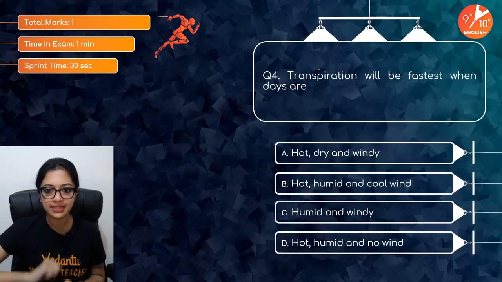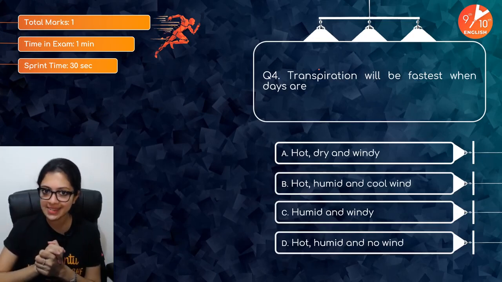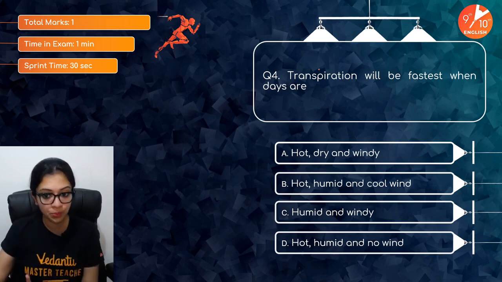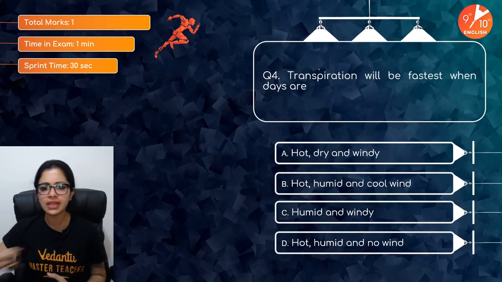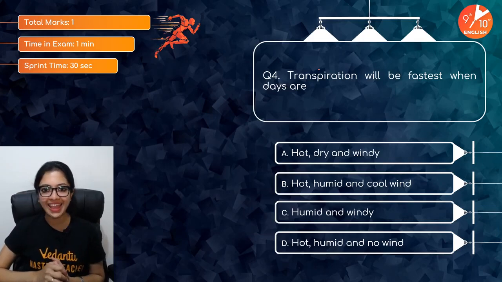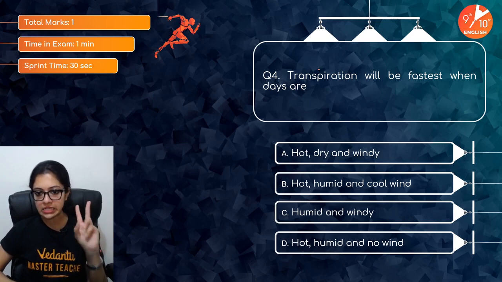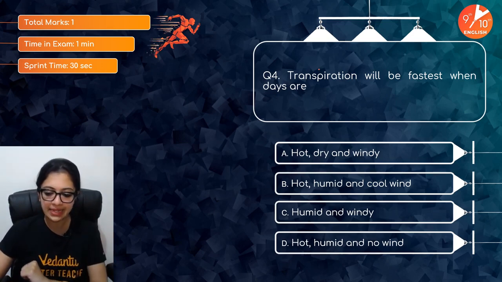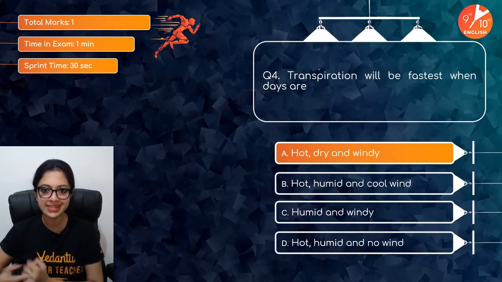All right, moving ahead. Question number 4. Transpiration will be fastest when the days are dash: hot, dry and windy; hot, humid and cool wind; humid and windy; hot, humid and no wind. Think about it very fast. Your time ends in 5, 4, 3, 2, 1. Go. Okay, let's look at the answer. It is beyond doubt hot, dry and windy.